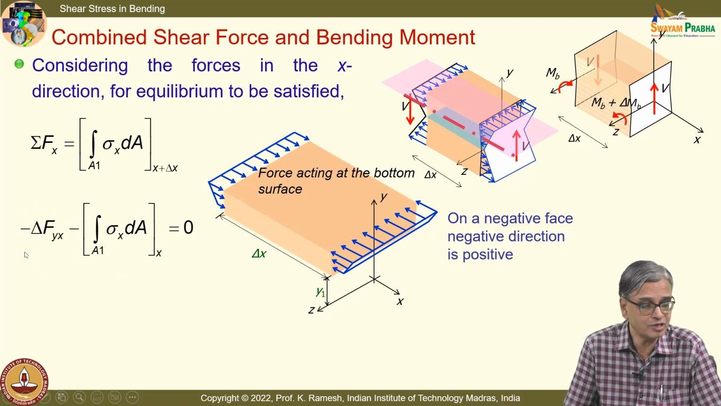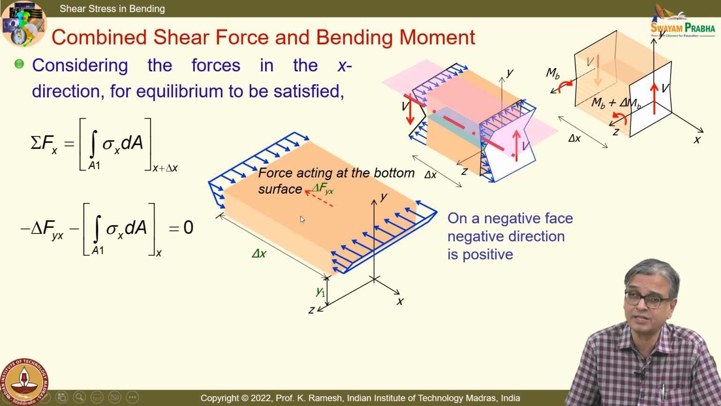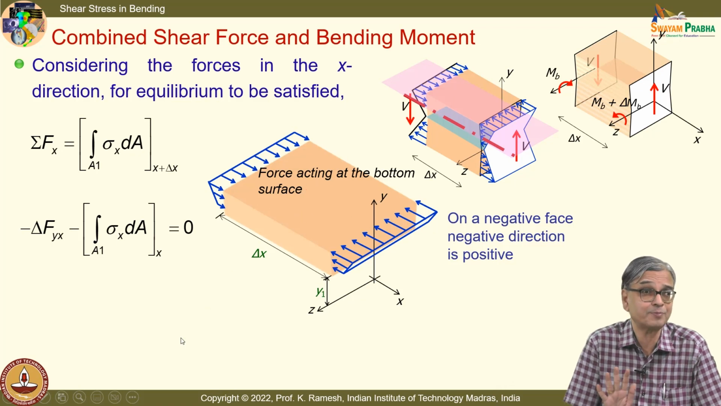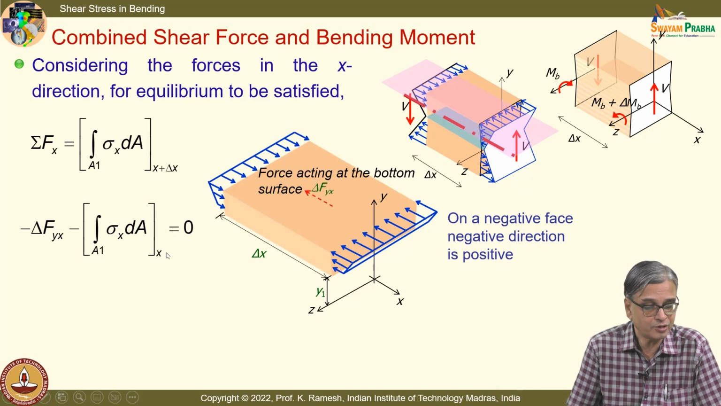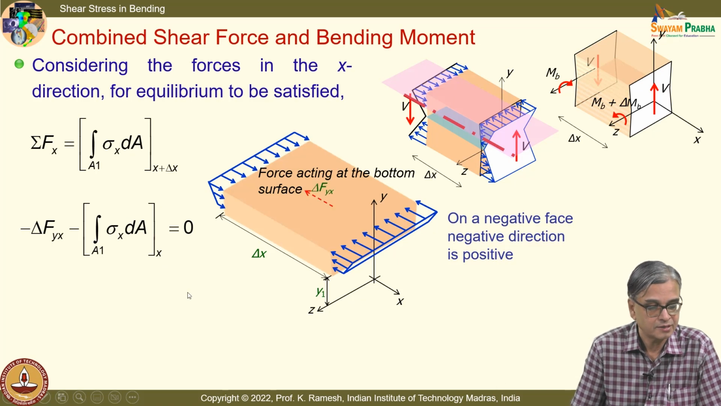And we have understood that there has to be a force on the bottom surface, and when I write the equation of equilibrium, I must put the sign as appropriate. Fine. So, this is in the negative direction, so I will put it as minus delta Fyx, and then we will have to put what happens at direction x, and so I have this integral over A1 of sigma x dA equal to 0.